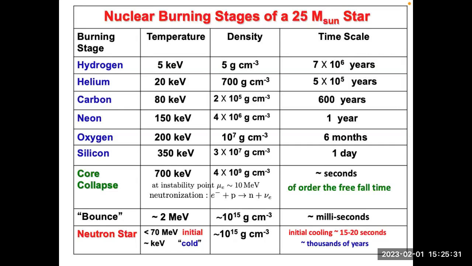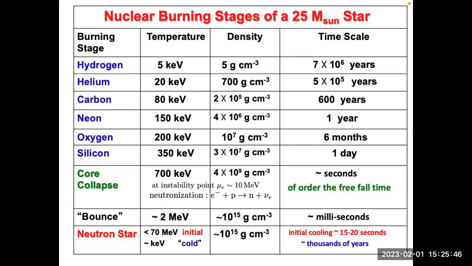The sun takes 10 billion years to burn up its hydrogen. We're halfway through that, by the way. But who's counting? This thing burns up the hydrogen in about 7 million years. It burns the hydrogen to helium.